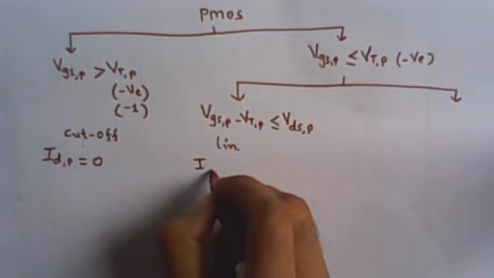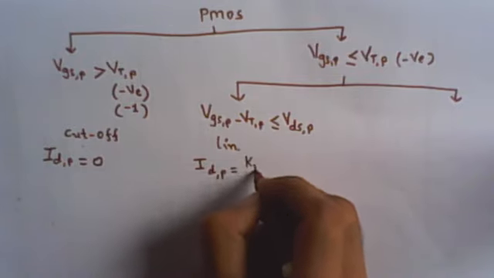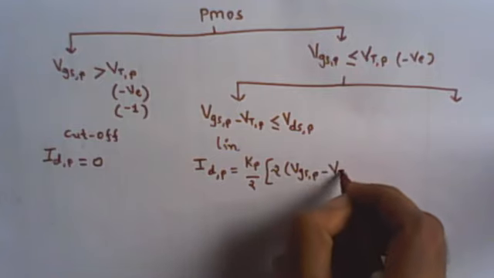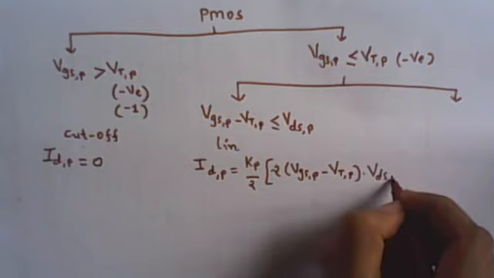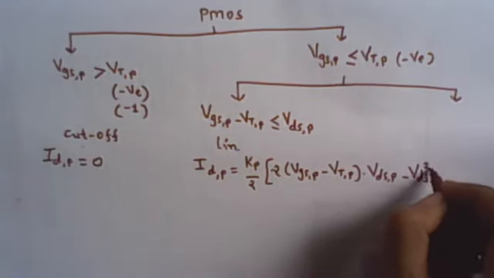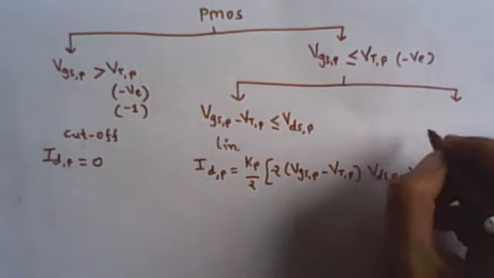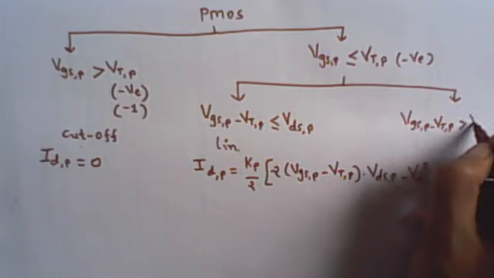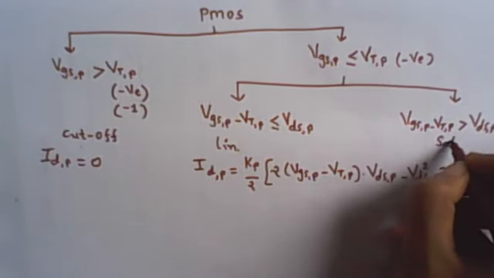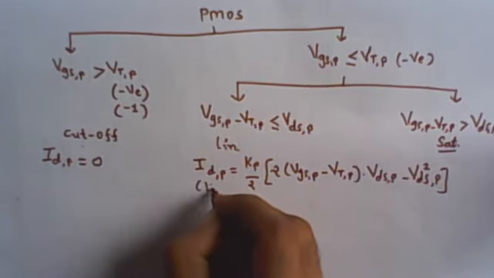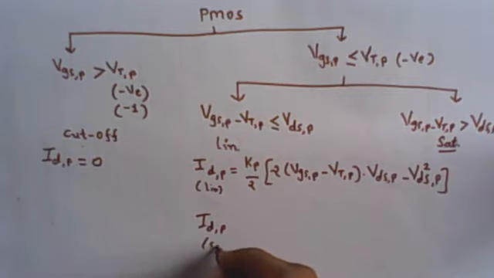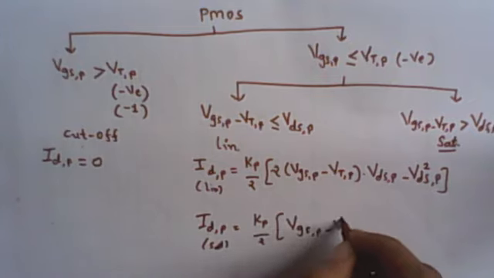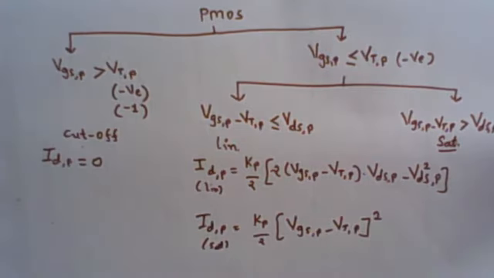And in the linear region, ID, we know very well, is Kp by 2 into 2 times (VGS of P minus VTP) into VDS of P minus VDS of P whole squared, right? And when VGS of P minus VTP is greater than VDS of P, then it operates in saturation. And in the saturation region, the ID current is defined as Kp by 2 into (VGS of P minus VTP) whole raised to 2, right?